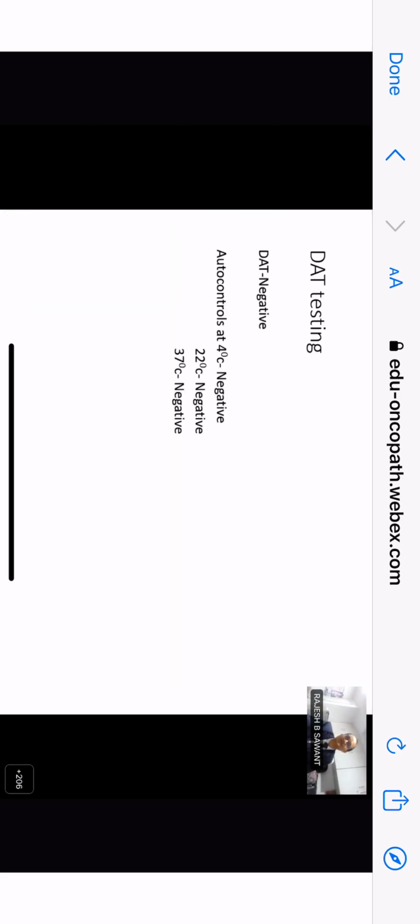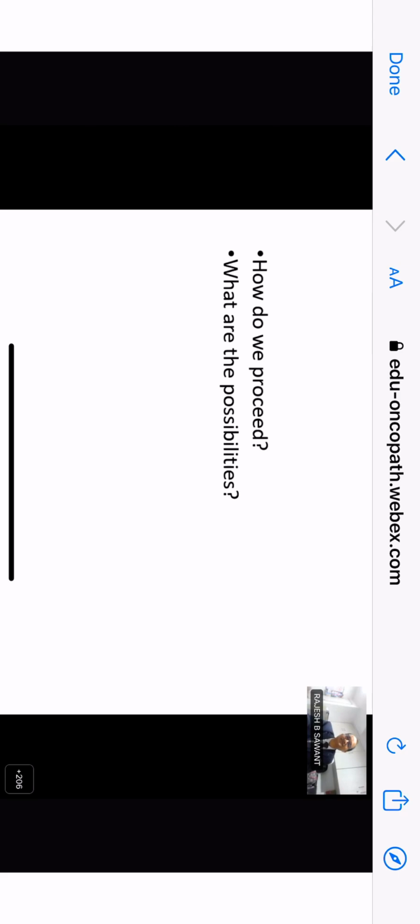So let us move further. The next test that we do is a direct antiglobulin test, and the results of DAT are negative in this case. We also test at 3 different temperatures for auto antibodies. So auto control testing is done, and here also the result is negative, right? So let us come to the possibilities, or how we proceed with this case. What is your comment going to be at this juncture?